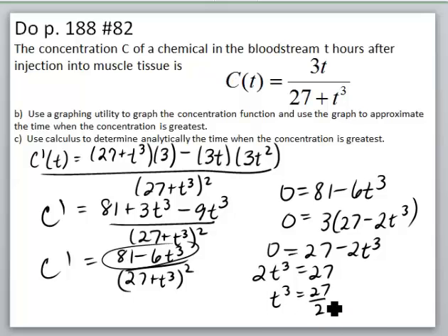And then what I need to do is cube root both sides. Well, I get the cube root of 27 over 2, which is approximately 2.38 hours. So this is going to give me my exact answer, where the graph and the table are just giving me approximations.